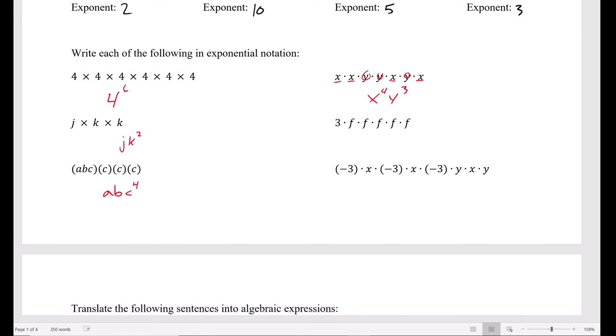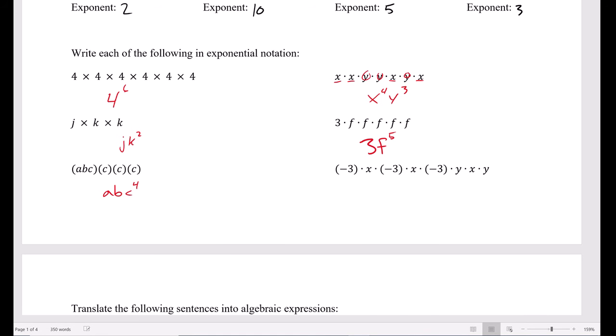Order doesn't matter. Remember, we did a lesson on properties. Commutative property says that the order doesn't matter for multiplication. Alright, next I have 3, and then there's 1, 2, 3, 4, 5 f's. So that's 3f to the fifth.